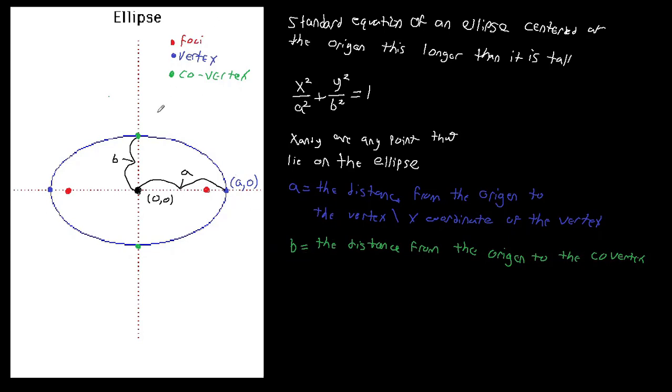So just like how we defined the vertex as A comma 0, because the vertex lies on the horizontal line, the co-vertex would be 0 comma b, because the co-vertices lie on the y-axis, the vertical line. Put another way, B is the y-coordinate of the co-vertex.